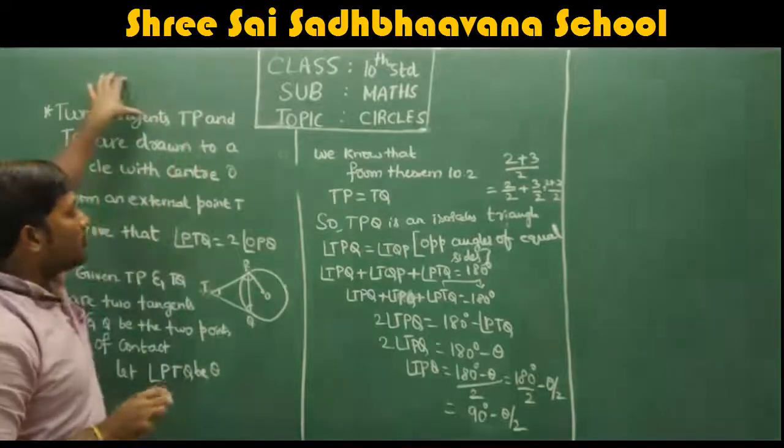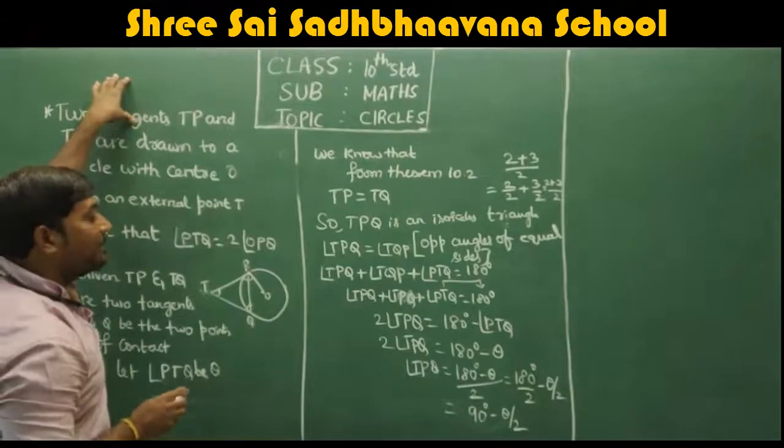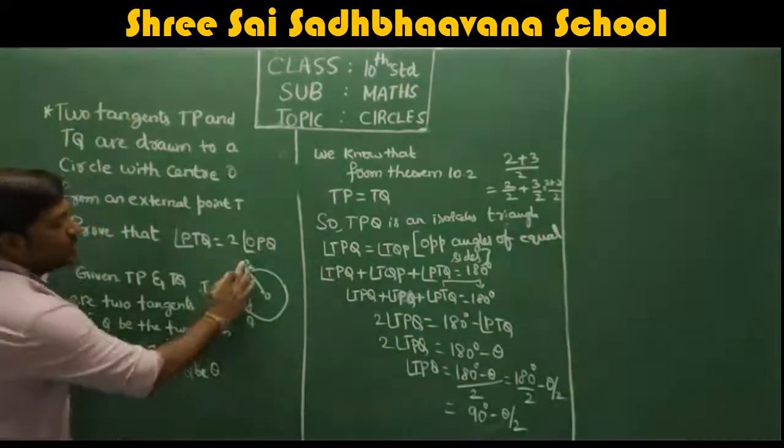Okay. Now what do we have to prove? PTQ is 2 times OPQ. First let me find OPQ. Here, carefully look at this figure.